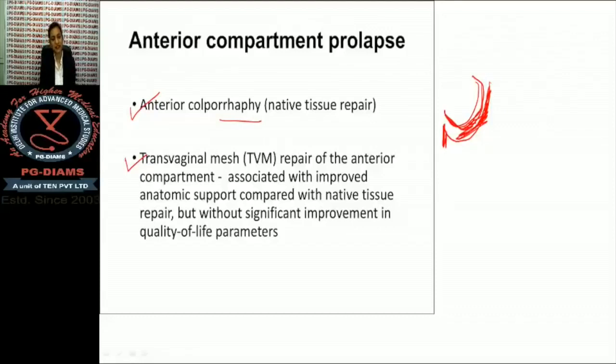Now they say transvaginal mesh is associated with better anatomic support, but it does not improve the quality of life parameters. So the outcome of both anterior colporrhaphy, native tissue repair, and meshplasty is the same. The quality of life parameters are not improved if you use a mesh. That's why we always prefer only native tissue repair for anterior compartment prolapse. Transvaginal mesh is not very recommended because you don't want to put an additional structure if it does not have any quality of life improvements or the outcome is not improved.